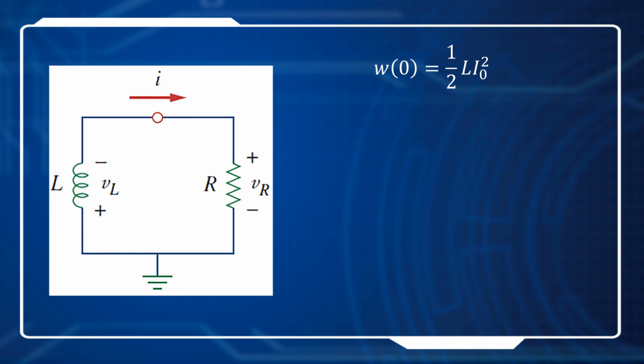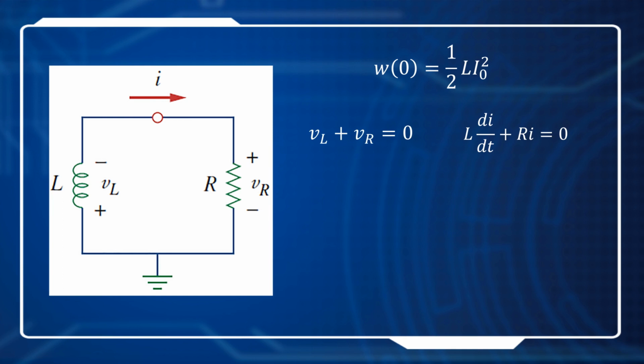And we can use KVL to get the equation VL plus VR equals 0. And then we replace the voltage with the current, and we get this equation: L multiplied by di over dt plus R multiplied by i equals 0. Obviously, this equation is a first-order equation. So this circuit is a first-order circuit, and there's no source inside, so it is a source-free RL circuit.